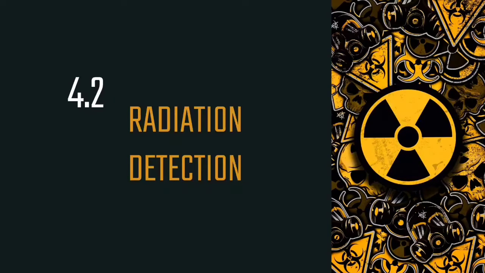Next, we continue with radiation detection. The ability of such radiation to cause ionization, directly or indirectly, determines the methods of detection. Human senses cannot detect ionizing radiation, so appropriate instruments are needed.